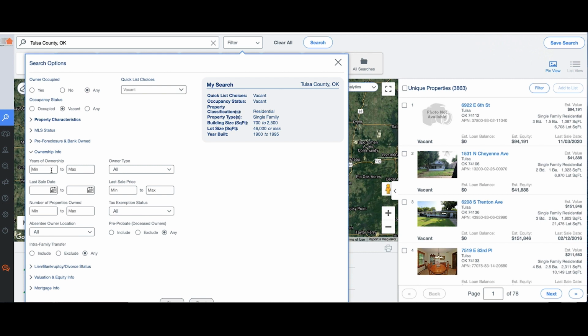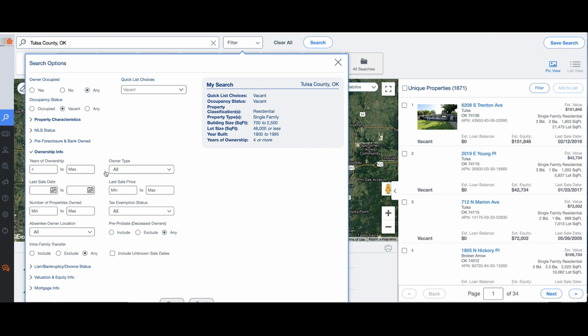And you don't know if they're right. So I choose to not over filter. I want to make sure that they've owned it at least 4 years. Typically sellers will think about selling every 4 to 5 years. So I just say 4 years to however long.